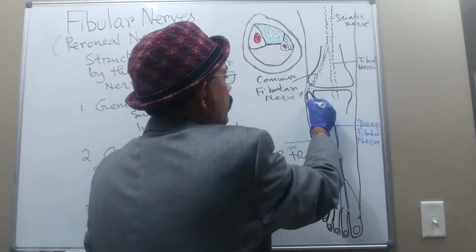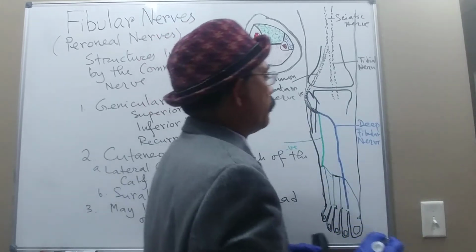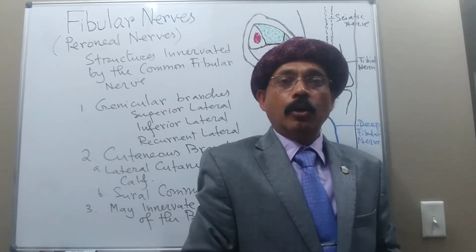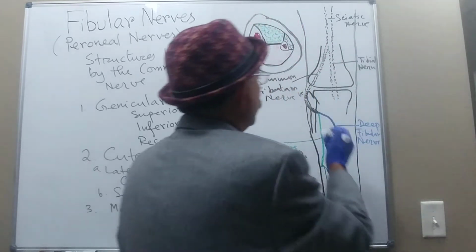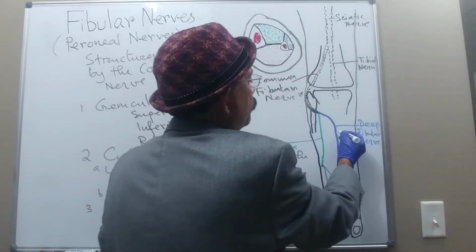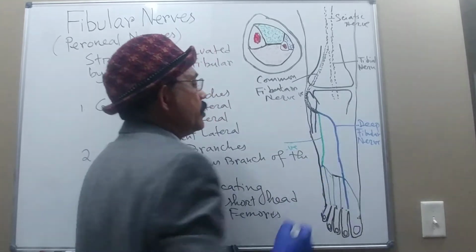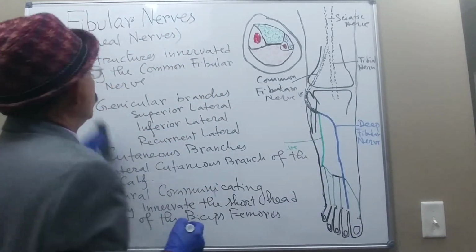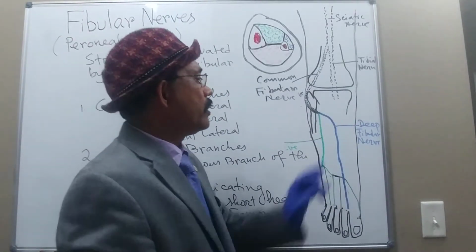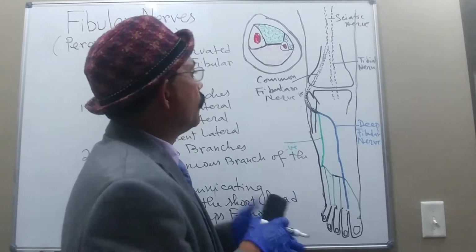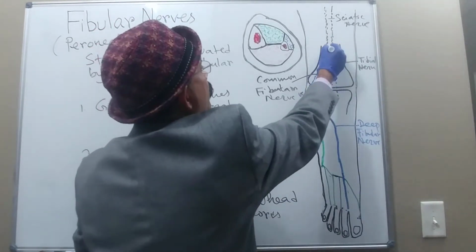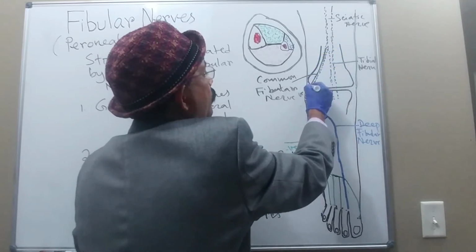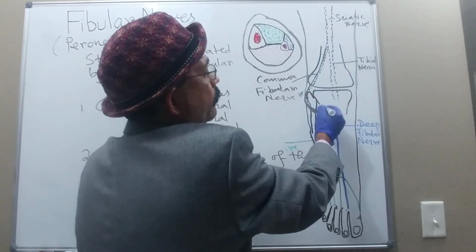Then it turns anteriorly and downward. It passes underneath the fibularis longus muscle and it divides into two. One is the deep fibular nerve, another is the superficial fibular nerve. Okay, so we can palpate the common fibular nerve here. This is the common fibular nerve. Still, we can draw that. This is the common fibular nerve up to this level.